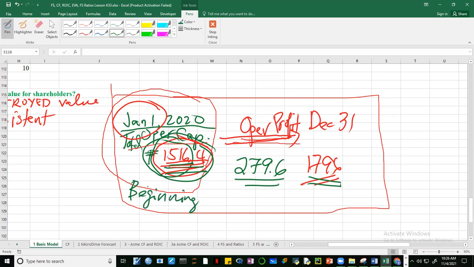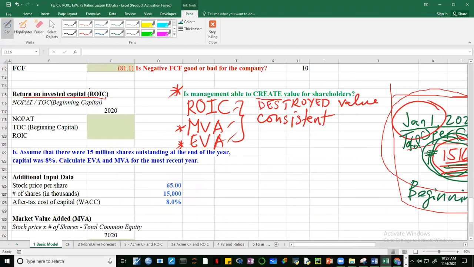For the last time guys, management was given 1516 million. That's actually 1.5 billion pesos of capital. Anong ginawa nila sa capital na to? Nakapag-generate sila ng operating profit na 279.6, hindi net income. Question, is this good or bad? We can now use the ratio. Ang ratio natin yung ROIC, simply yung NOPAT na generate natin divided by the beginning capital.